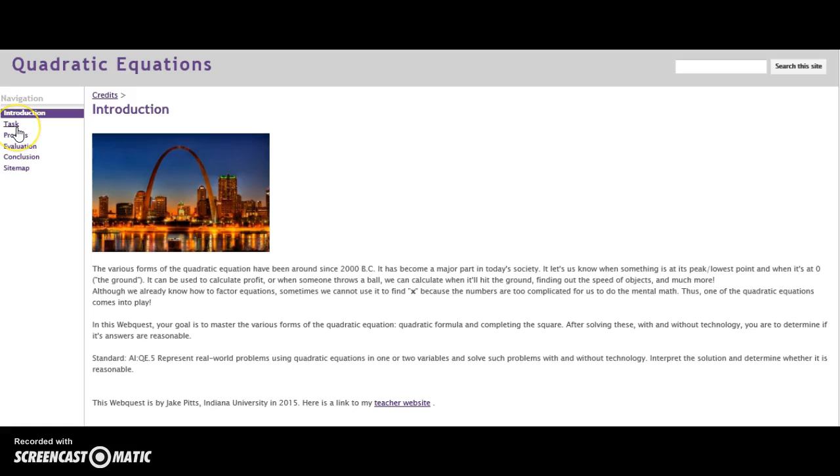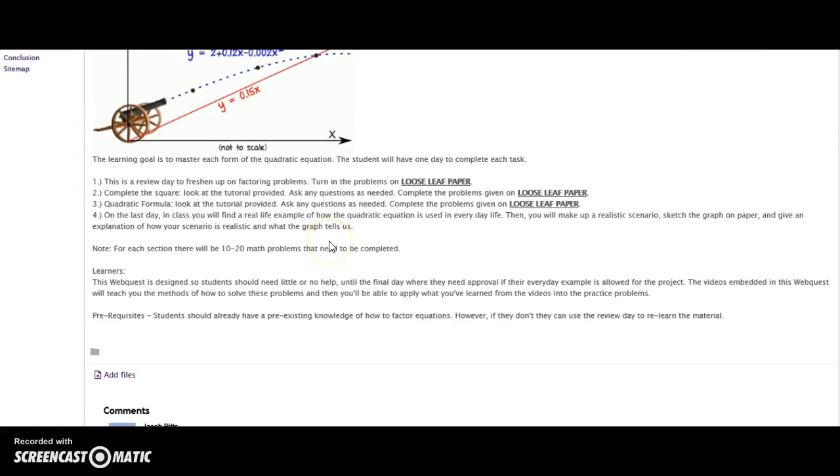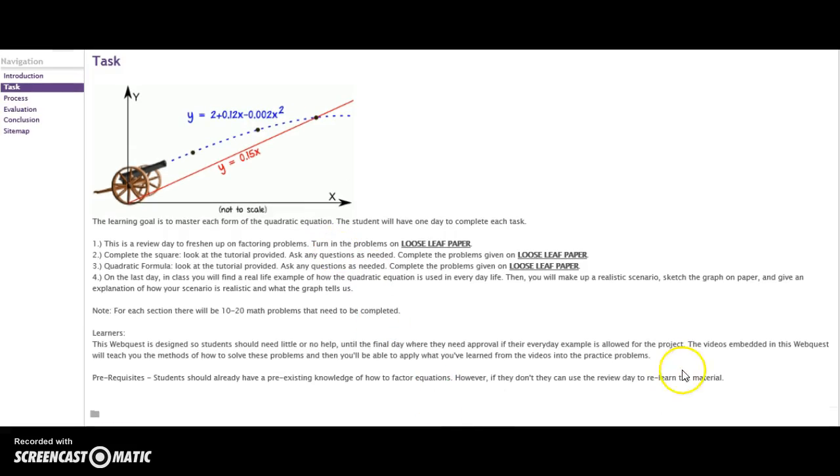So to start off with, there are the tasks. And before any of this happens, step 1 can be a prerequisite, or it can be flowing from one section of teaching to the next. But the prerequisite for students to learn how to do this would be that students should already have pre-existing knowledge of how to factor equations. However, if not, they need to take a day to relearn the material.